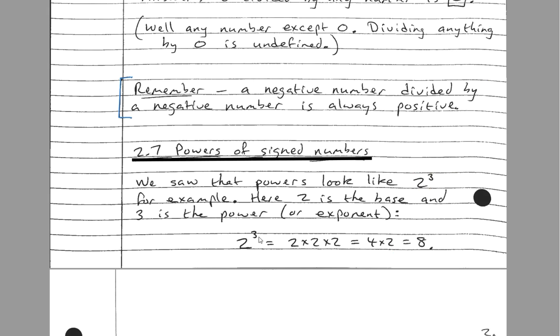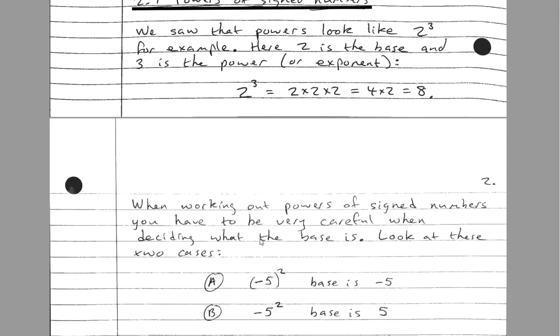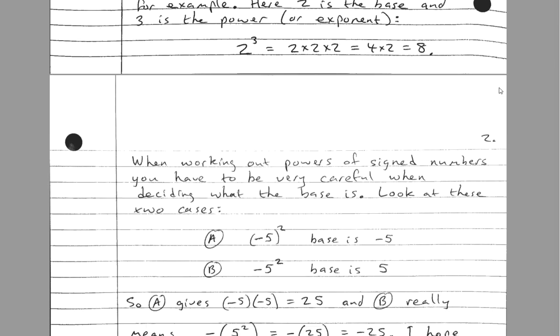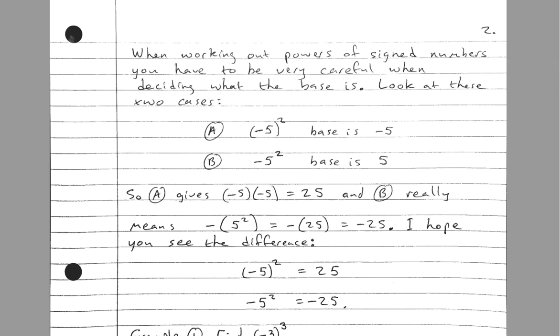Okay, so here the base was 2, the power was 3. And for any of these types of questions, yeah, you have to be very careful. So always take a moment to work out what the base is. Okay, so these are the two cases where people run into trouble. Yeah, it's very easy to make a mistake.